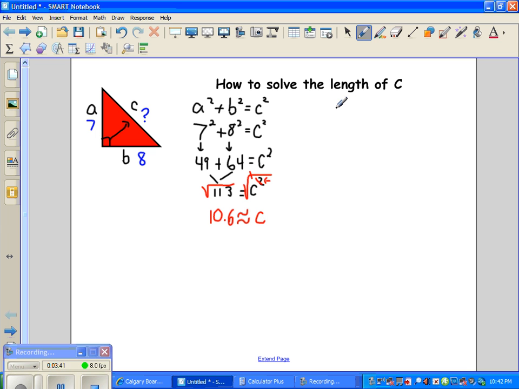To verify that we have a reasonable answer, we use the theorem again. A squared plus b squared is c squared. Hard to write well with this mouse. Now, first of all, 10.6 is a reasonable answer, because if we remember, the length of side C would always have to be longer than the length of A or B. It can't be a lot longer. It has to be something reasonable. And 10.6 seems reasonable. Mathematically, we need to verify it.